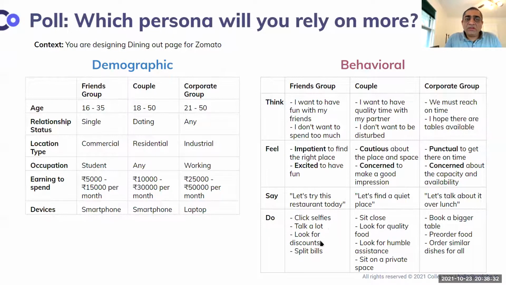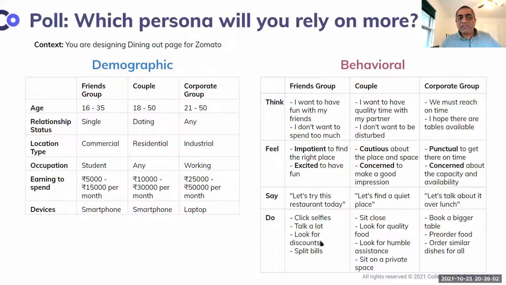Okay. So here's the question. Okay. So going back to, there are two kinds of personas, and this is something that very few people know and understand. Okay. There are two kinds of personas you can make. The first kind of persona that you can make is a demographic persona, right? And the second kind of persona you can make is a behavioral persona.